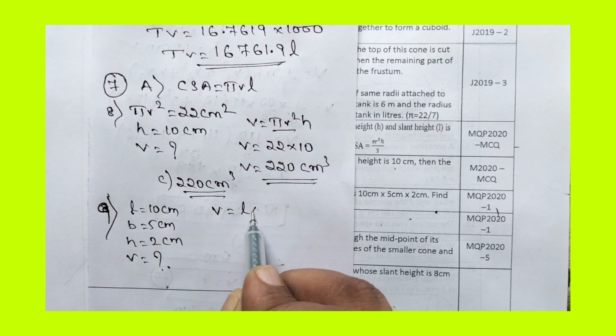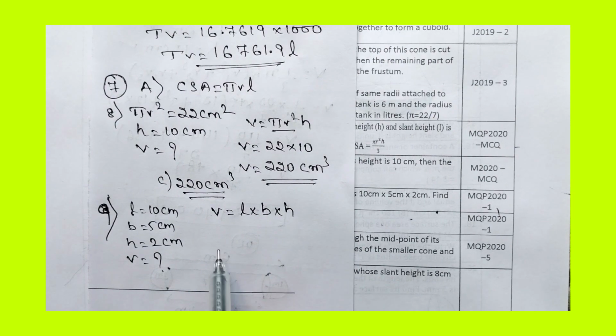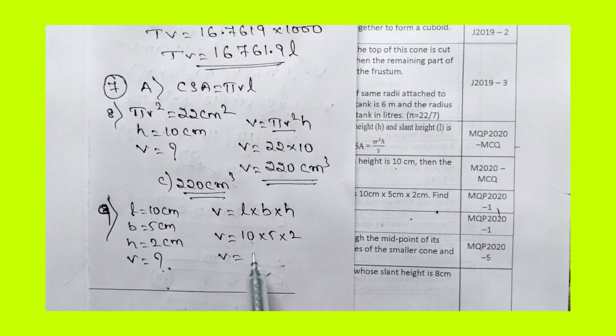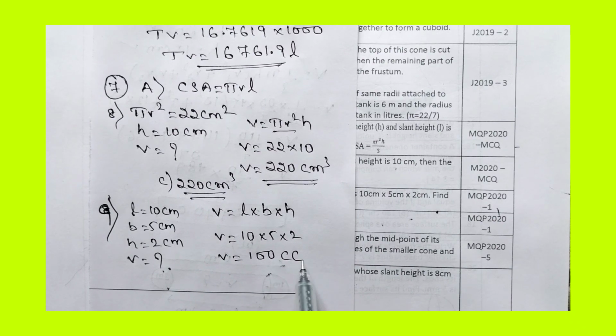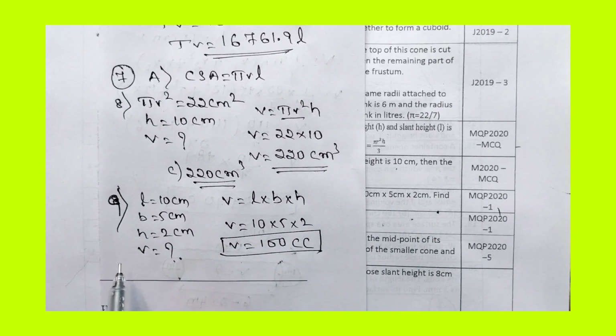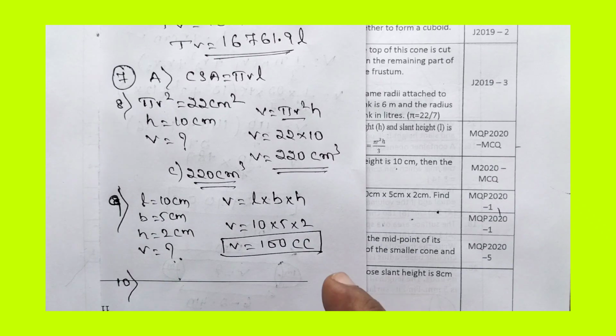Volume of a cuboid is equal to length into breadth into height. Volume is equal to 10 into 5 into 2. Volume is equal to 10 5s are 50, 50 2s are 100 cc. So 100 cc is the volume of the cuboid. So like this we have to answer the 9th question.